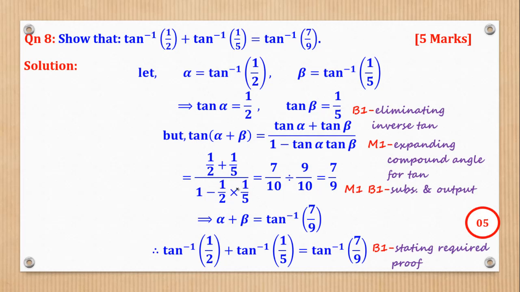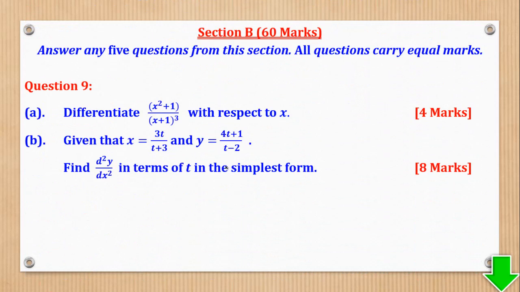So that's how we could get the 5 marks. That was section A. Now we shall go to section B. So section B, question 9 says, part A, differentiate this with respect to x. So this is now a quotient. We expect you to recall the quotient formula.